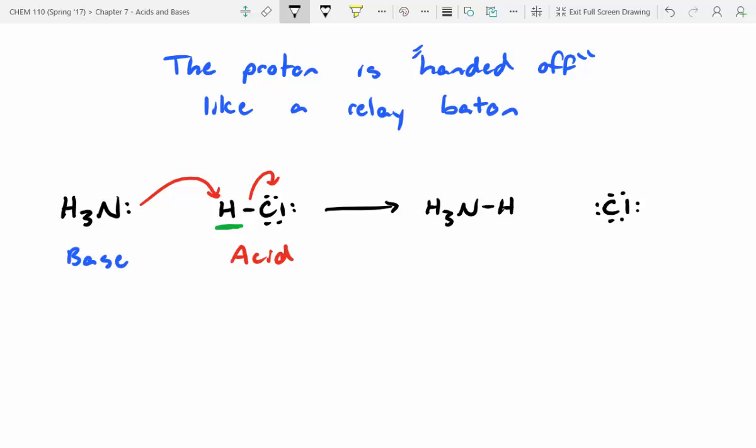All right, if we think about chlorine now, does chlorine have a charge? Is it positive? Is it negative? Is it neutral? It's negative. It's got one extra electron. So we'll put a negative charge in the top corner here.